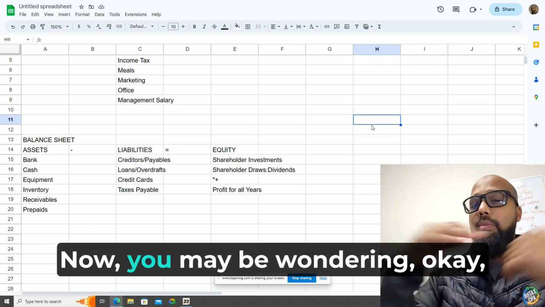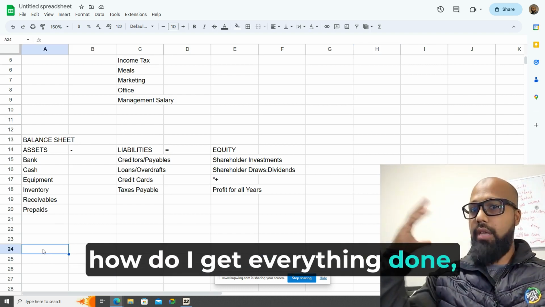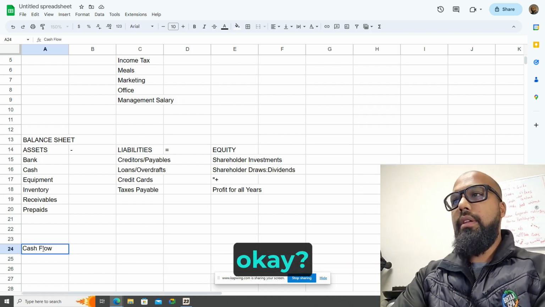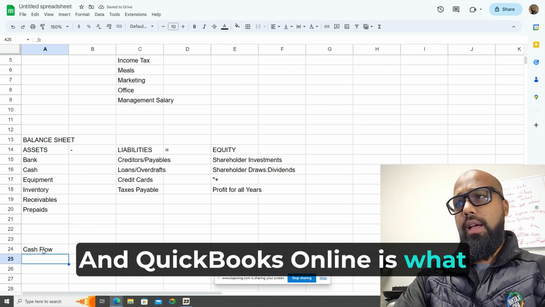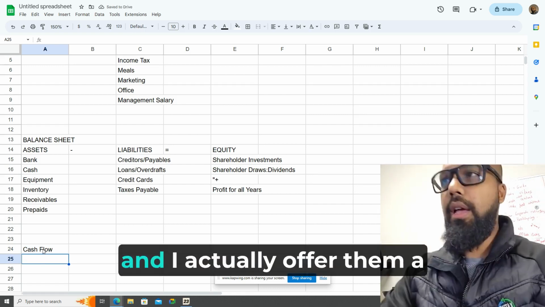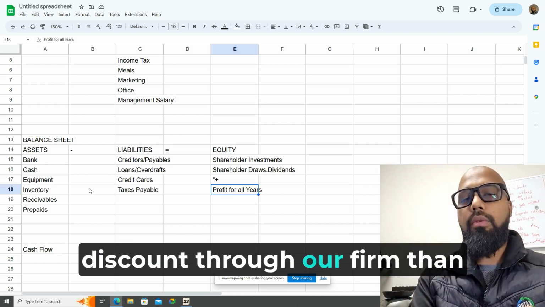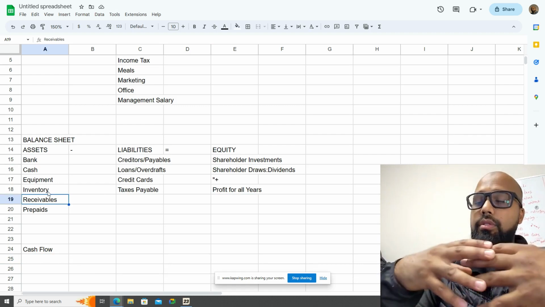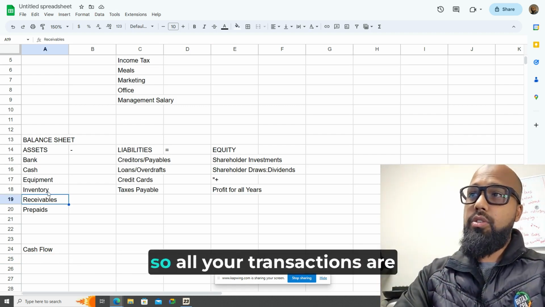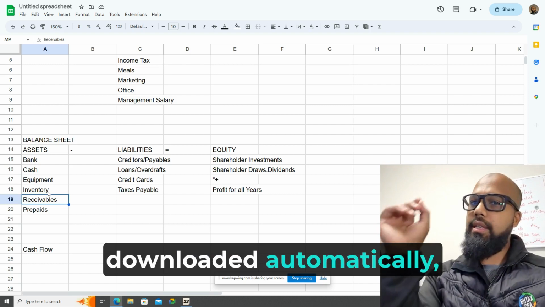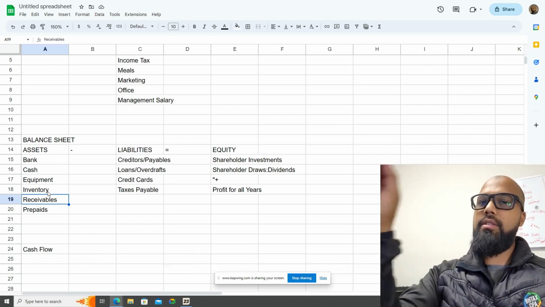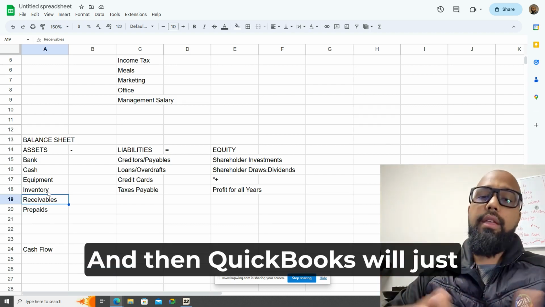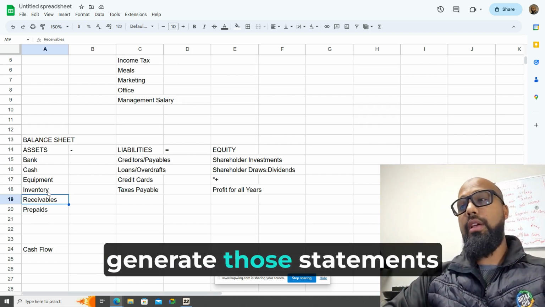Okay. Now you may be wondering, how do I get everything done, right? The bottom line is you need to have a good bookkeeping system. QuickBooks Online is what I offer to all my clients, and I actually offer them a discount through our firm compared to the actual retail price. QuickBooks Online lets you download your bank feeds, so all your transactions are downloaded automatically, and you just click and say, okay, this is the expense, this is the income, this is the asset, this is the liability, this is the equity, right?